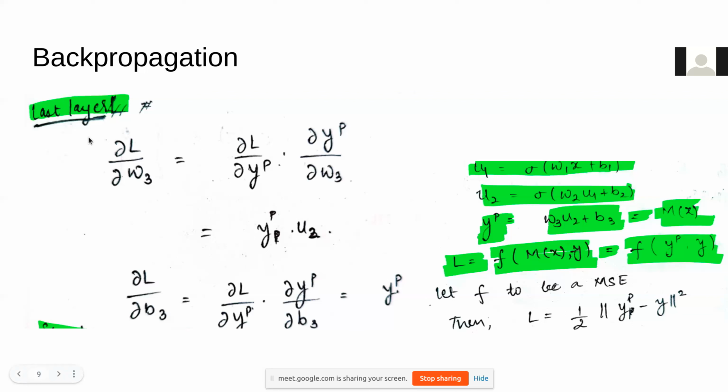The good part here was that the last layer had no activation function. It was directly being given as an input to the loss function. But what about the second last layer? There is an additional activation function working on this W2u1 plus b2. So for this, we will have one more step in differentiation.